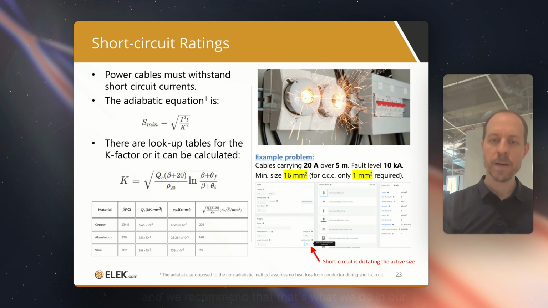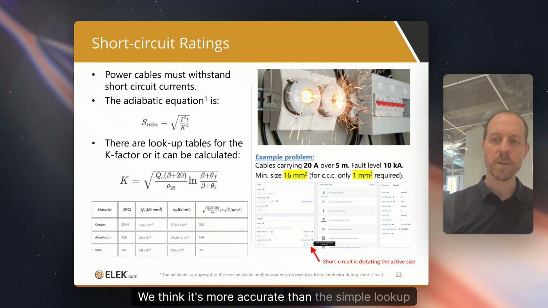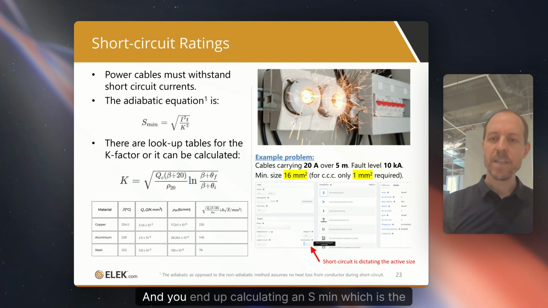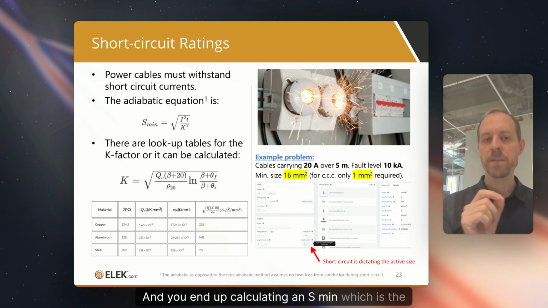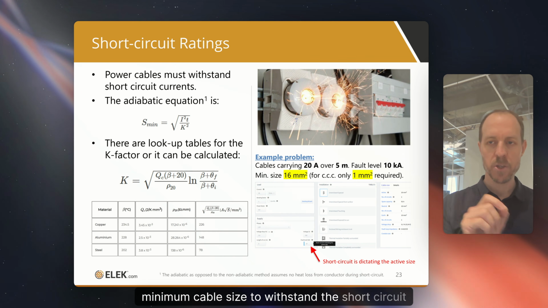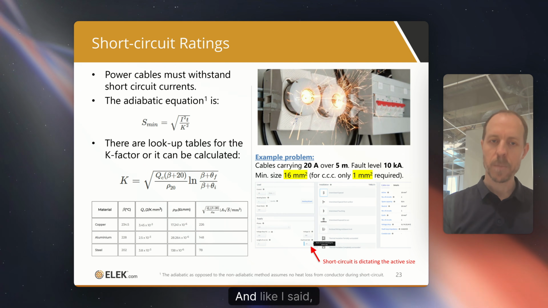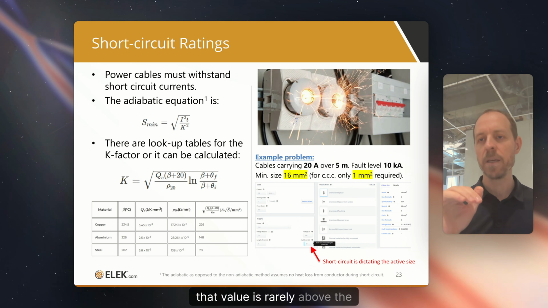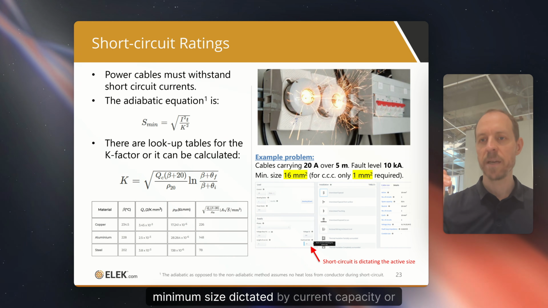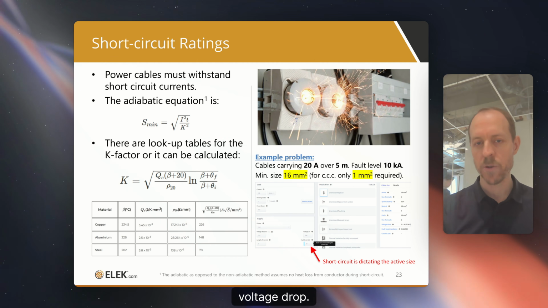That's what we do in our software. We think it's more accurate than the simple lookup tables. And you end up calculating an S min, which is the minimum cable size to withstand the short circuit conditions. And like I said, that value is rarely above the minimum size dictated by current capacity or voltage drop.